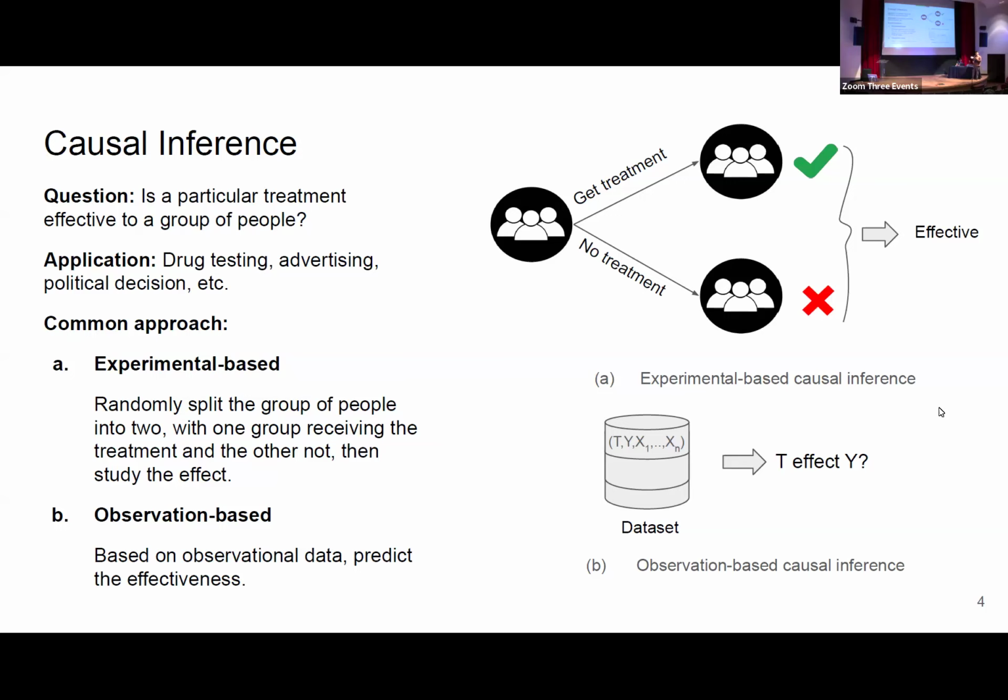One is experiment-based, where you gather a lot of people and divide them into two groups. You do the treatment on one of the two and compare the effect between the two groups. This approach is sometimes expensive because you have to gather a large group of people. Also, in some applications, it might not be ethical to do experiments on people. So there's a second approach, which is observation-based, where you study the causal effect based on existing data.